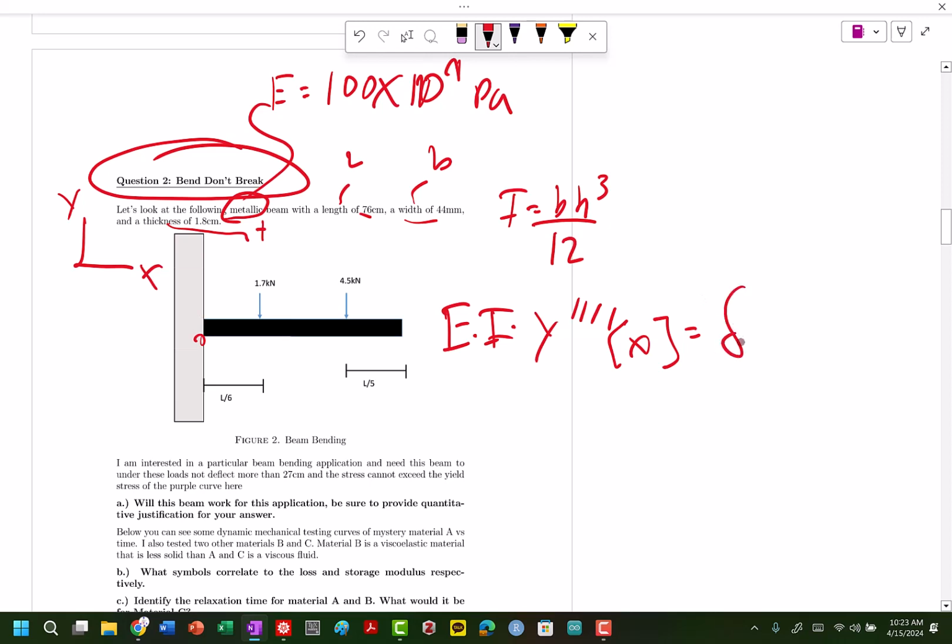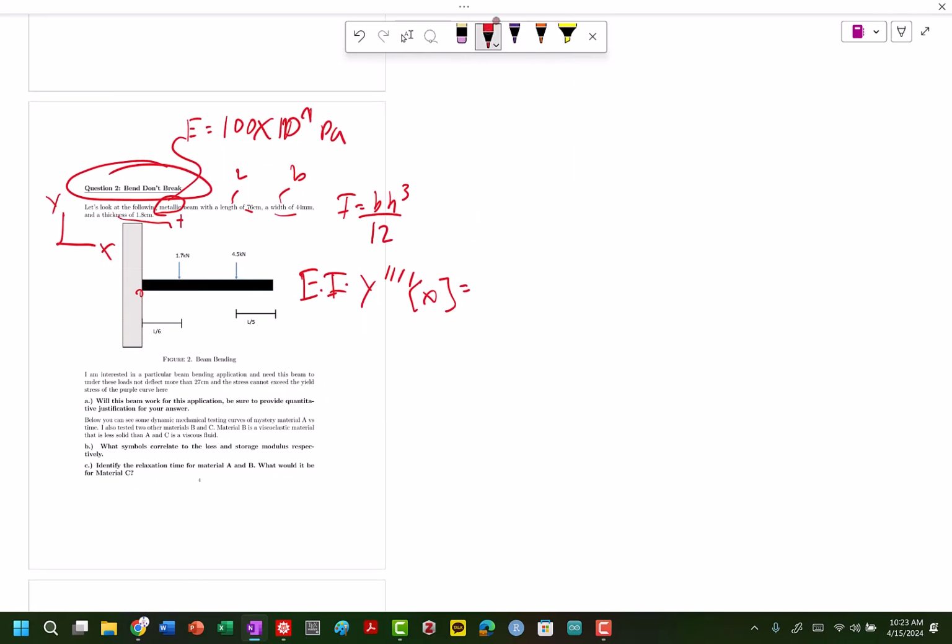So I'm going to do it, let me erase that. Let's zoom out a little bit here. You can tell I'm a little bit under the weather, but it's okay.